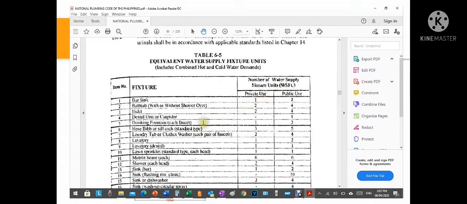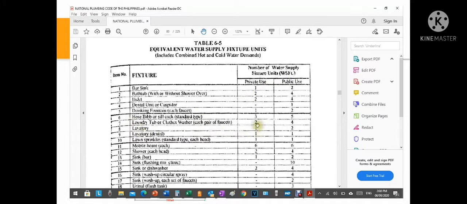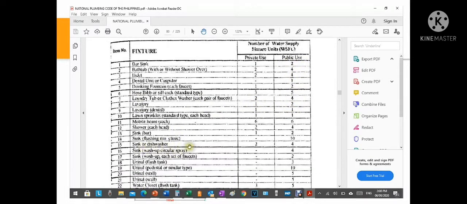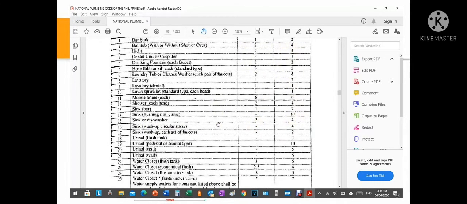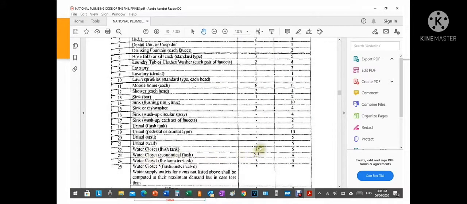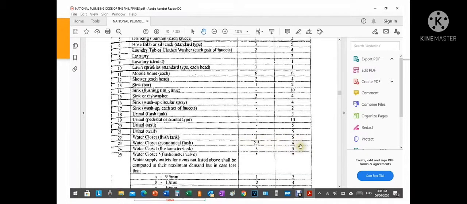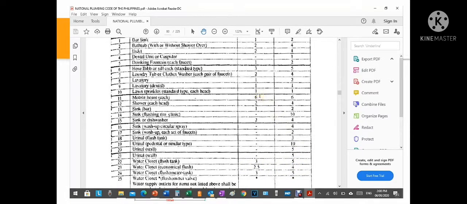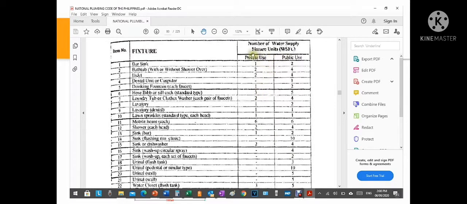For the most commonly used fixtures: a lavatory has 1 for private use and 2 for public use. A sink or dishwasher has 2 for private use and 4 for public use. A water closet with flush tank has 3 for private use and 5 for public use. We will be using these values in our design. Again, private and public use have different values depending on the number of people who consume water.